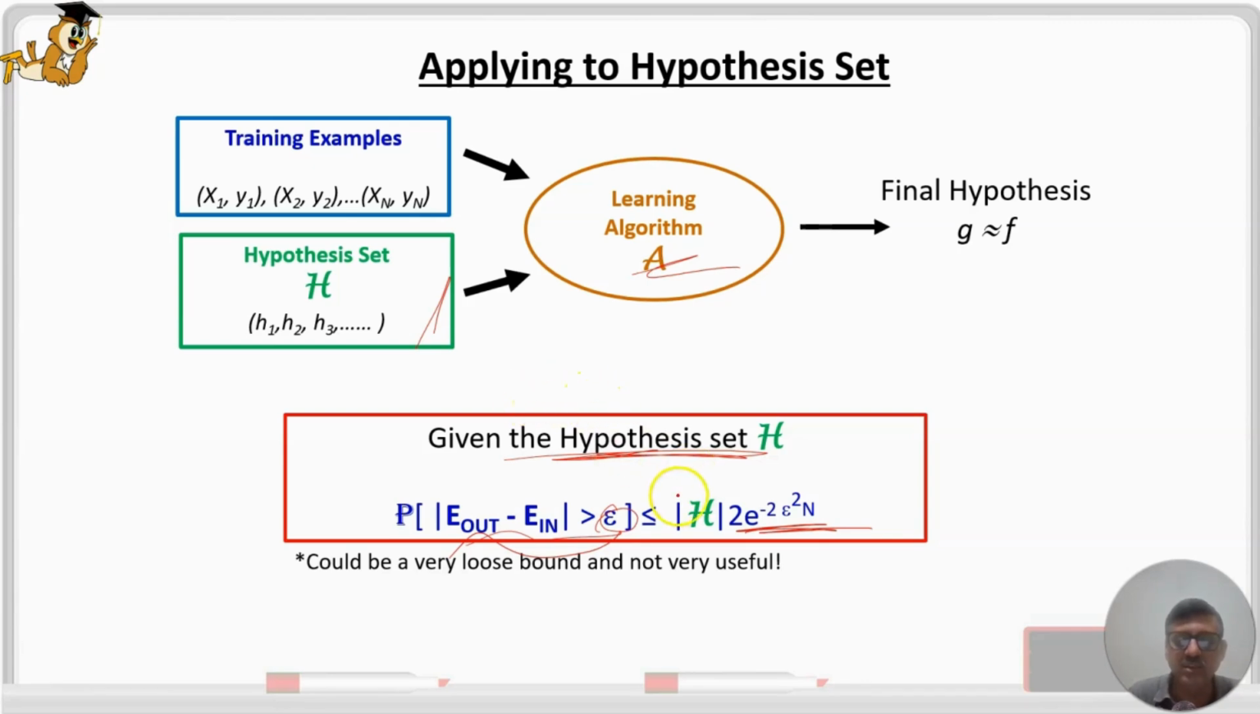I mean, the hypothesis set could have fairly large cardinality, and this quantity could be greater than 1, right? And then you are saying that the probability of something is less than or equal to 1, which makes it completely useless. In fact, the cardinality of the hypothesis set could be infinite, in which case you are saying that the probability of a bad event happening over the hypothesis set is less than or equal to infinity, which you anyway knew before you even started this lecture.